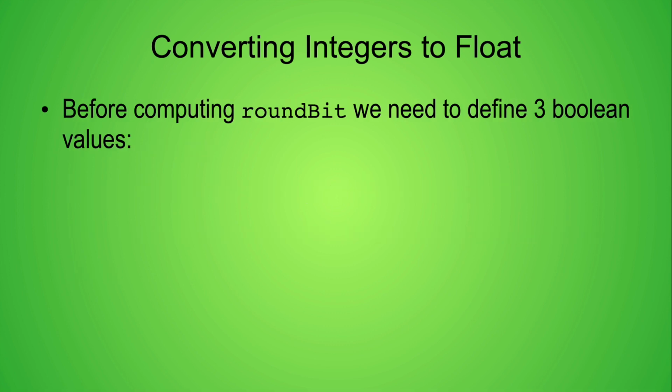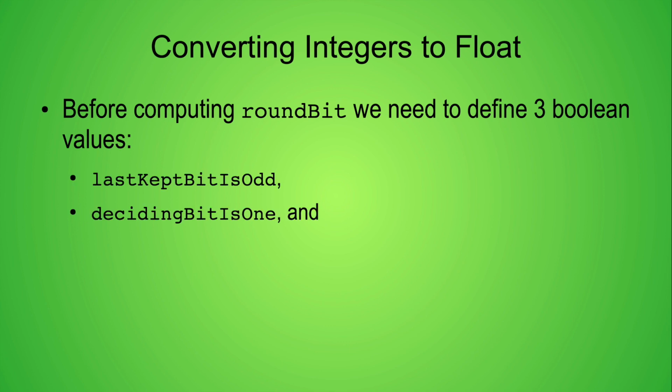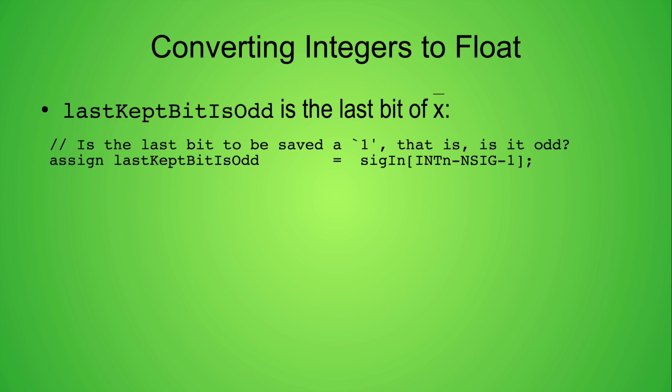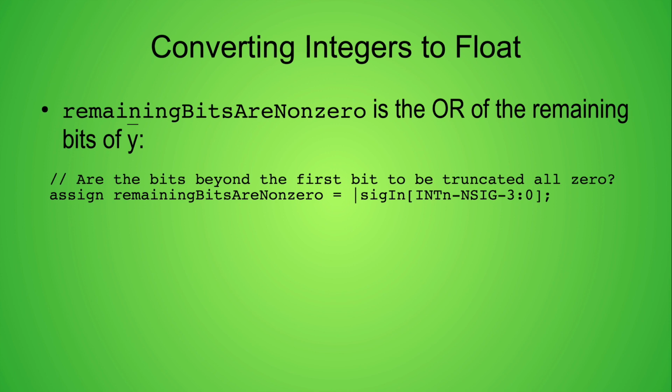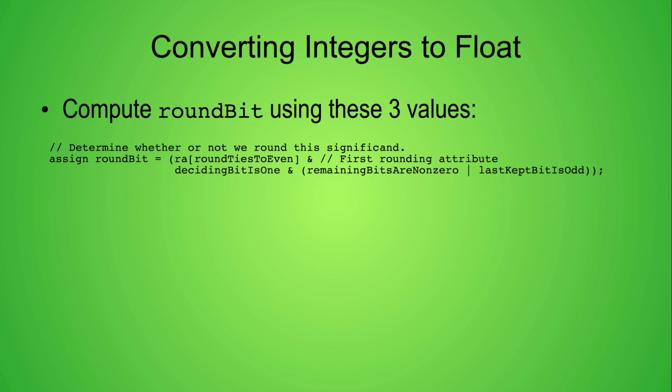To simplify the equation, I define 3 Boolean values: last kept bit is odd, deciding bit is 1, and remaining bits are non-zero. Last kept bit is odd is initialized to be the last bit of x bar. Deciding bit is 1 is initialized to be the most significant bit of y bar. Remaining bits are non-zero is defined as the OR of all the remaining bits of y bar. Using these 3 values, we can now compute round bit for the rounding attribute round ties to even.